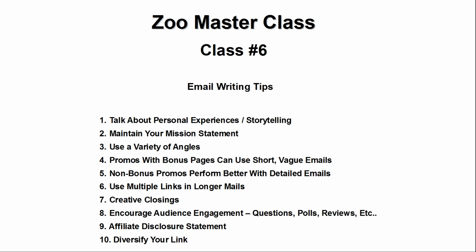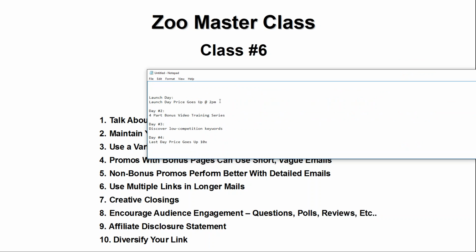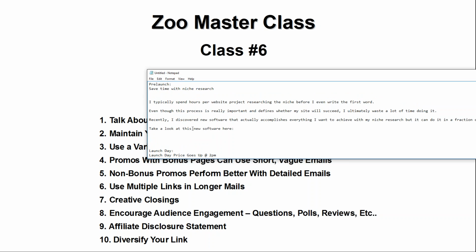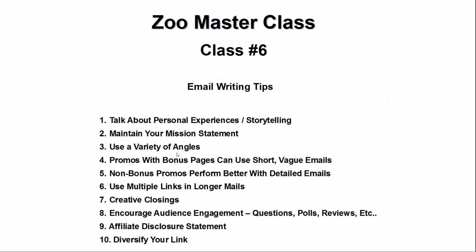The next thing, use a variety of angles. I've already been talking about this a little bit. All those different benefits and features that you can come up with about the product. Each of these topics is a different angle that you can promote, and therefore you can craft an email that is completely different, goes after a different aspect or a different reason why somebody would want to buy that product. You want to change these up from one email to the next, especially when you're promoting the same product, to give people different reasons to want to purchase it.